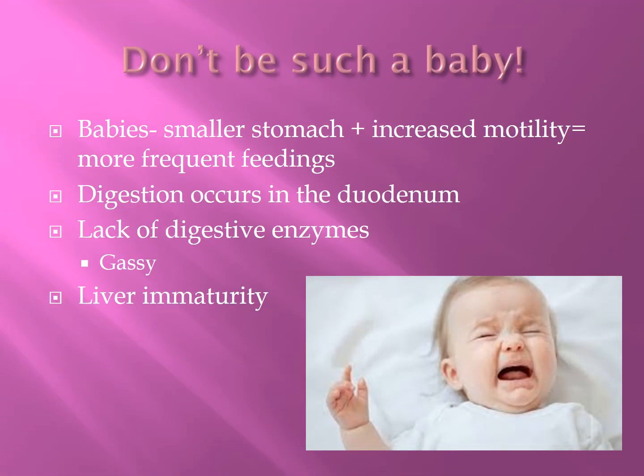Like everything else in babies, the GI system is also very immature. Where does digestion occur in adults? It occurs in the small intestine, right? Where does it occur in children? The duodenum. Babies have deficiencies in their digestive enzymes, specifically amylase, lipase, and trypsin, until 4 to 6 months of age, which is why we delay introducing solids until then. That's also why babies are so gassy.